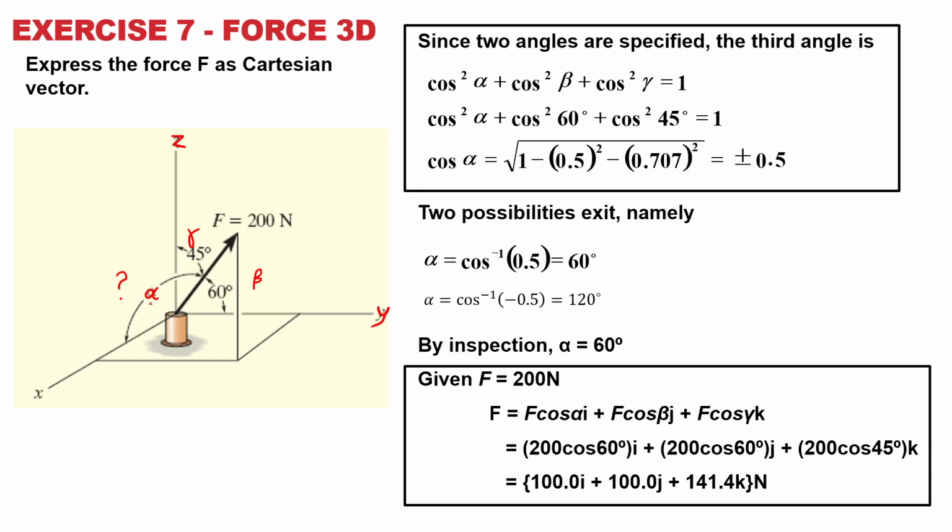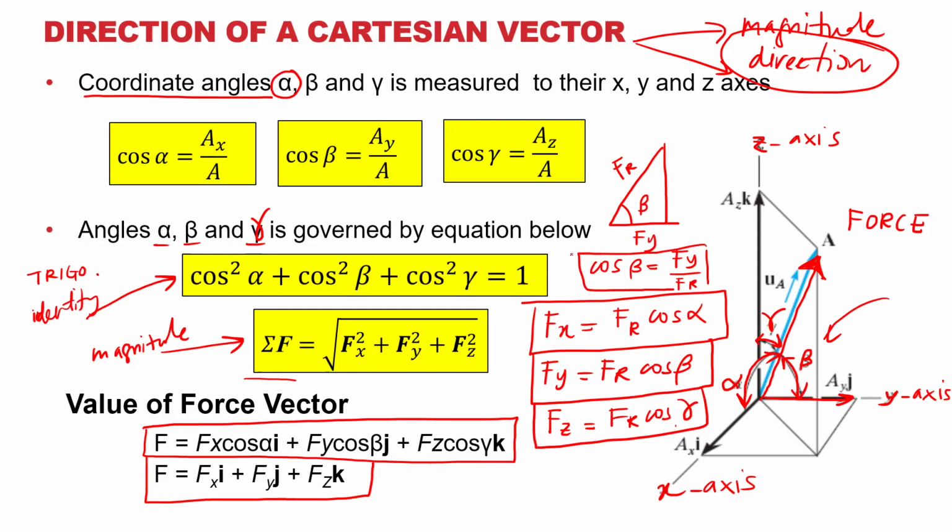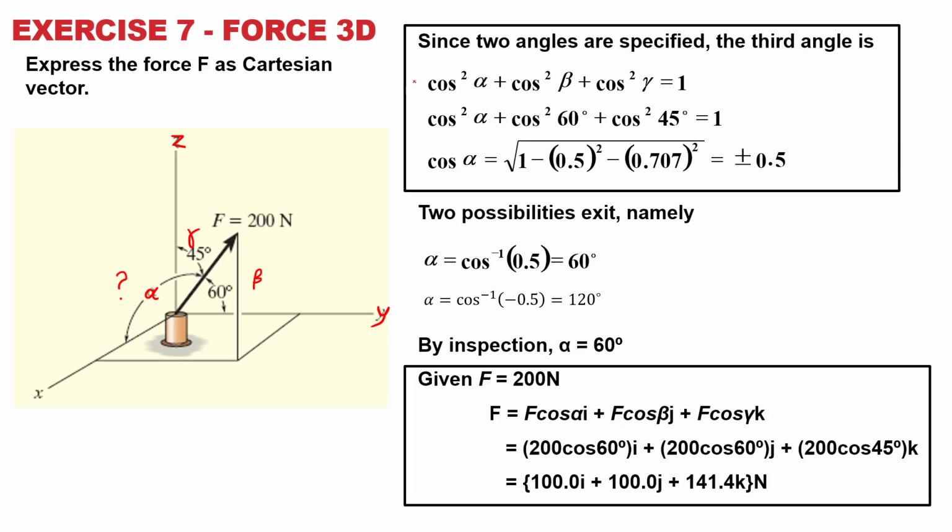In order to solve alpha, you have to use this identity. So this is the identity that you are using actually. So cos squared alpha, you don't know. Just follow through. Cos squared alpha. Beta, you have 60 degrees. And gamma, you have 45 degrees. So since this one you don't know, let's continue and do the calculation here.